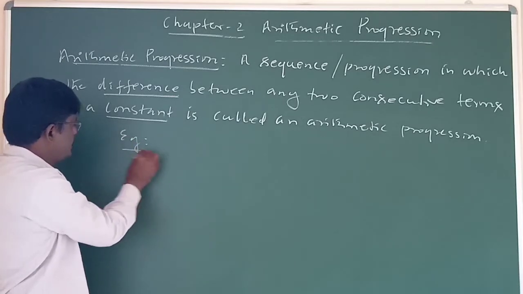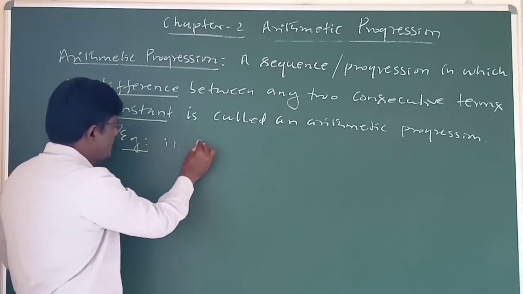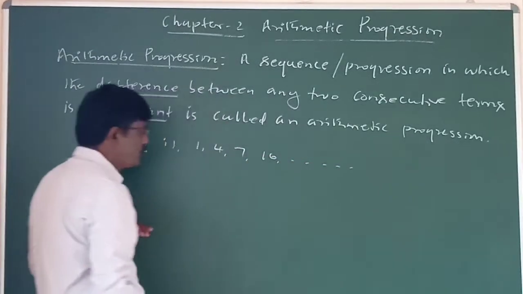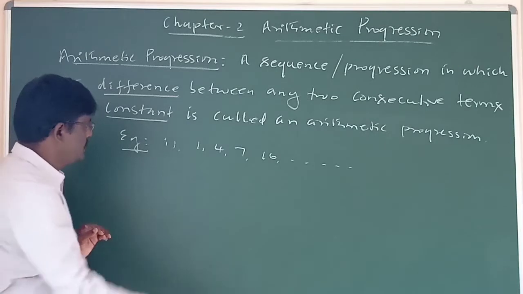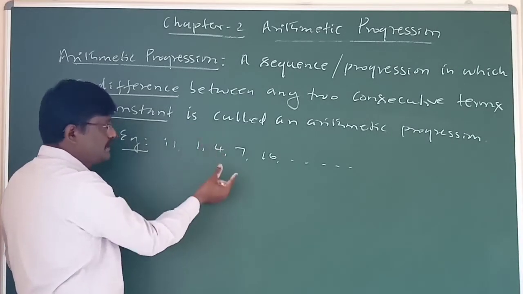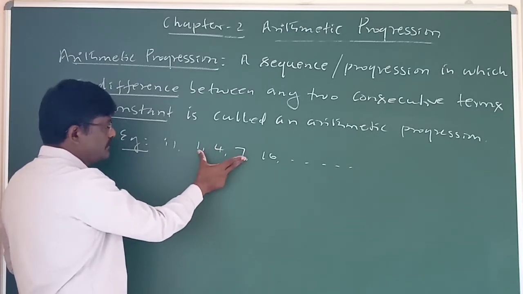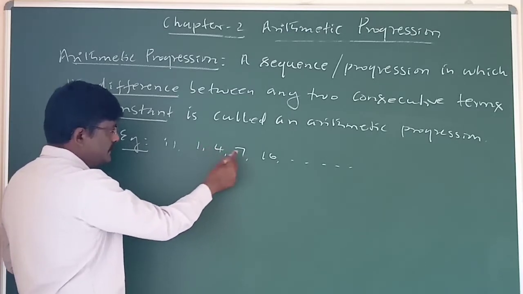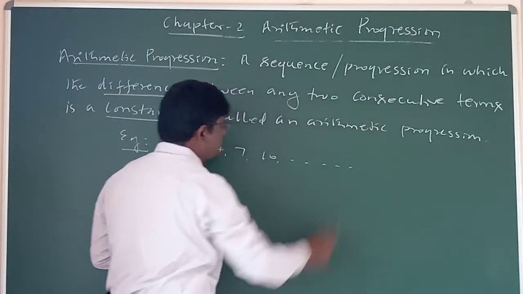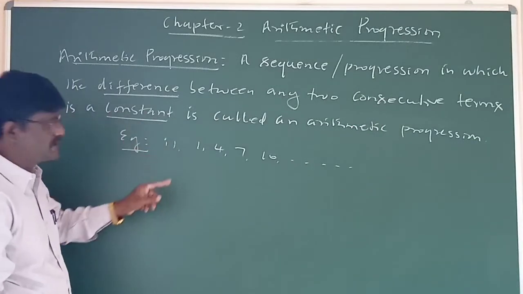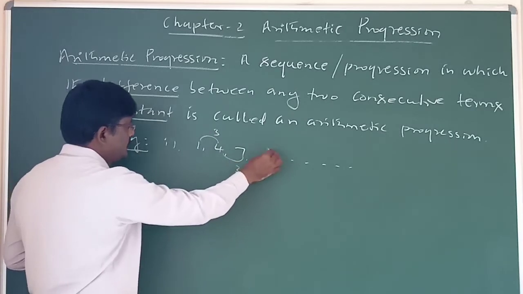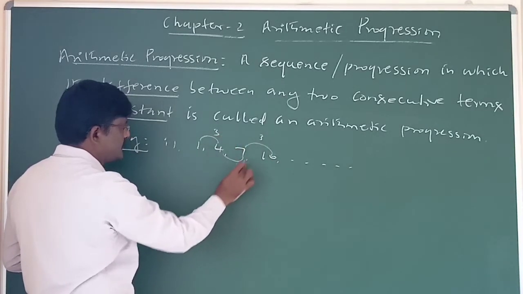Examples. Look at 1, 4, 7, 10, etc. Why is this an AP? The difference between any two consecutive terms is important, not between any two terms. 4 and 1, 7 and 4, 10 and 7, like that. Here 4 minus 1 is 3, 7 minus 4 is 3, 10 minus 7 is 3. This is what we say is constant.